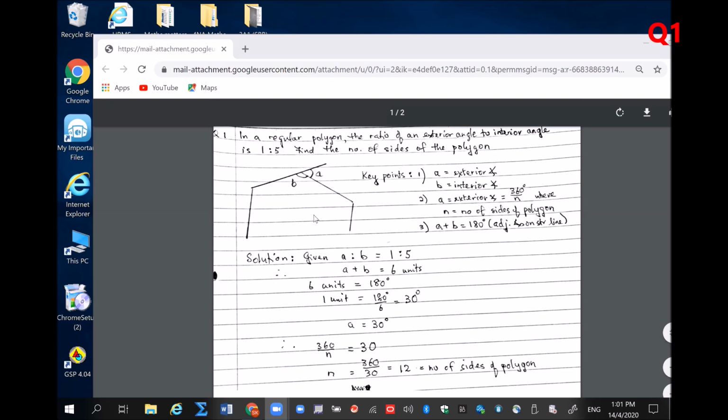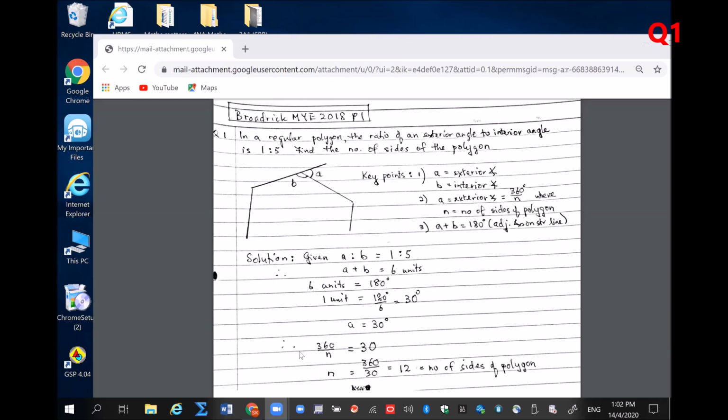Given that ratio of exterior angle to interior angle is 1:5. Hence, A plus B equals 6 units of the angles. 6 units is equivalent to 180 degrees. Therefore, 1 unit is equivalent to 30 degrees. Applying the formula for exterior angle, 360 over n equals 30 degrees. Hence, n equals 12, which is the number of sides of the regular polygon.